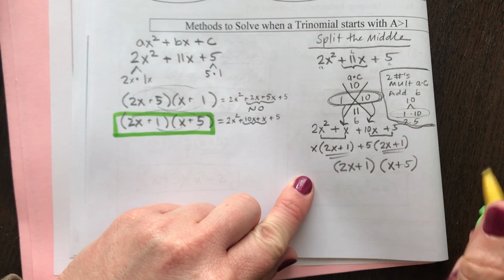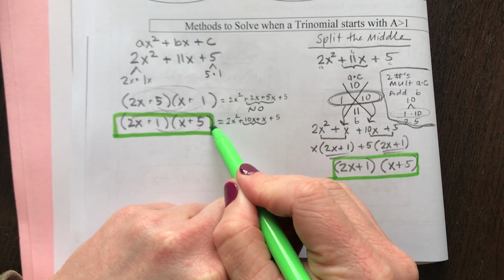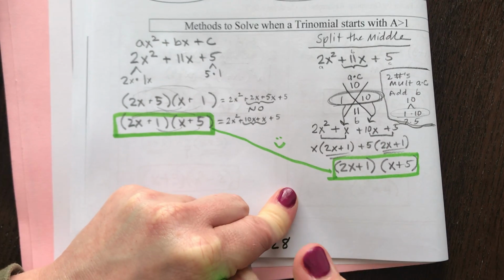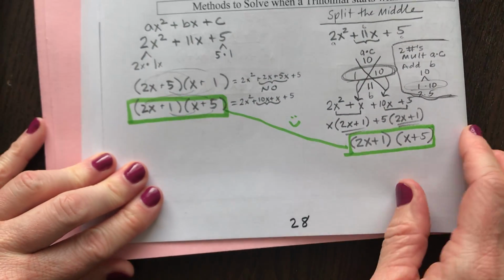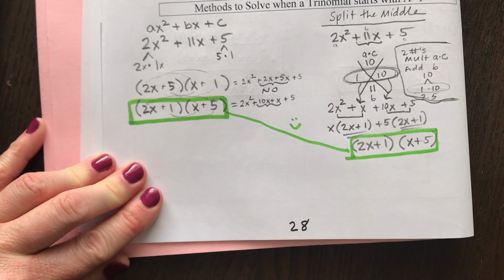Now, we already checked with guess and check. This is the right answer because it matches what I highlighted over here. So a big fat smiley face that we found it again. But I want to show you one more method. And when I taught multiplying, I taught it in what is called the box method. And so I want to show you my box method last.